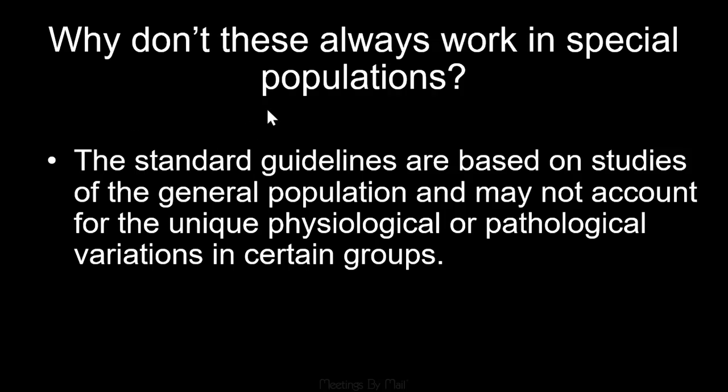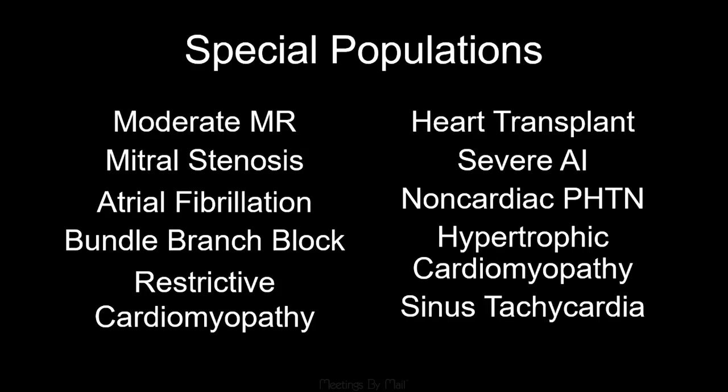So why don't these apply to our special populations? Because our current standard guidelines are based on studies from a general population. They sometimes don't account for unique physiological or pathological variations in certain subgroups. Special populations that the guidelines currently label as special populations include valve disease like moderate MR, mitral stenosis. We have severe AI. Also, when you have cardiomyopathies like restrictive or hypertrophic, we also have heart transplant and LVADs, and then also we have some arrhythmias such as AFib, aflutter, bundle branch block, or sinus tachycardia.